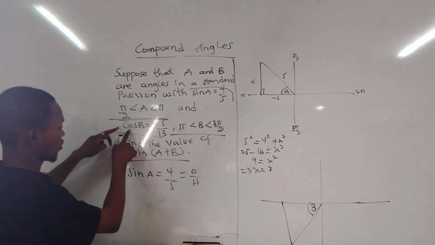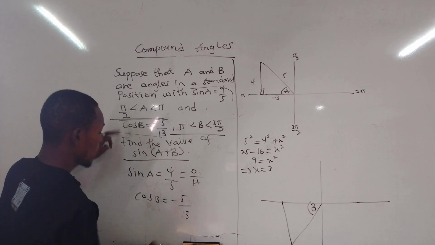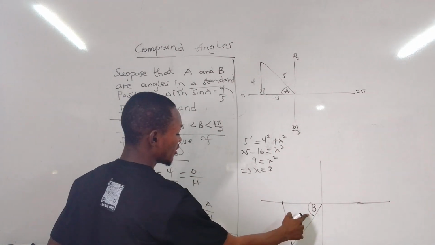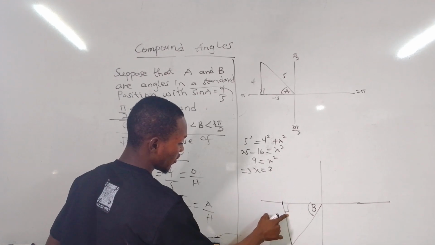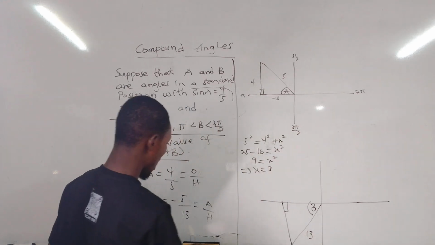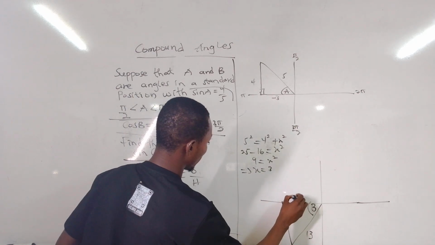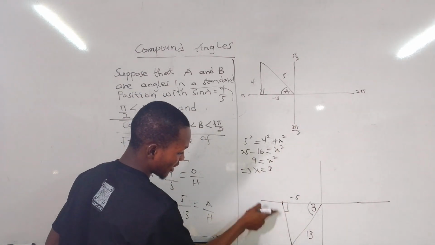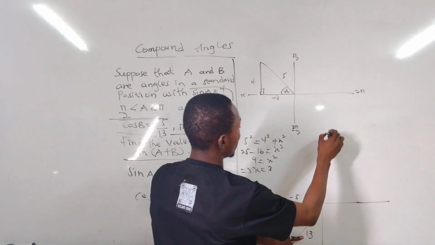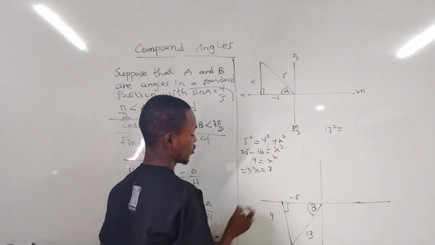Now, for cos, we know that cos is given as the adjacent on hypotenuse. So where angle theta faces is the opposite, and where angle 90 degrees faces is the hypotenuse. So in this case, we have 13 here. And then the adjacent here is negative 5. So we can easily find this side using the Pythagoras theorem. That is the hypotenuse squared, 13 squared, is equal to the sum of the squares of these two sides. So let's say here is y.